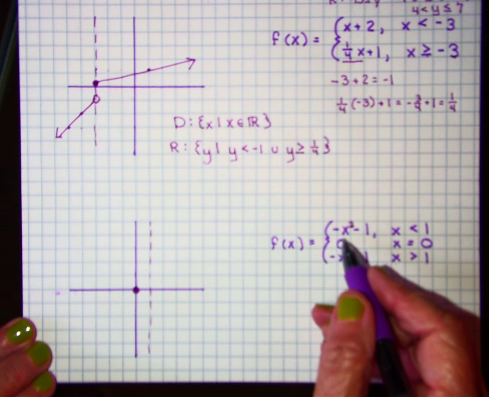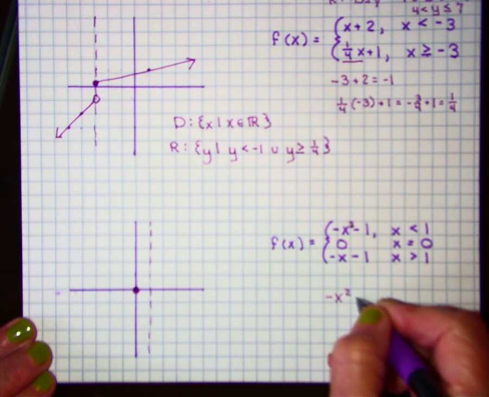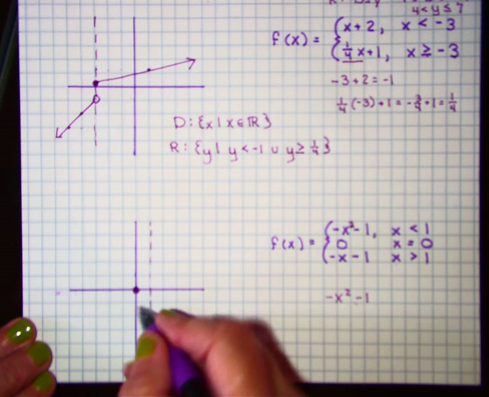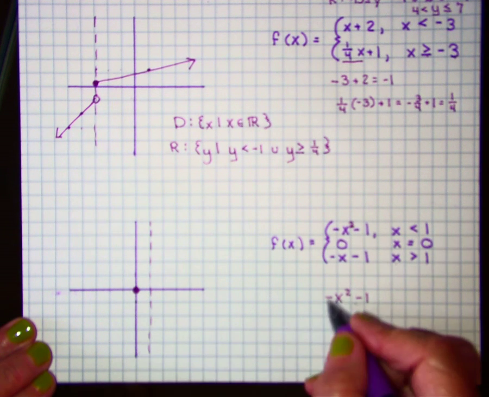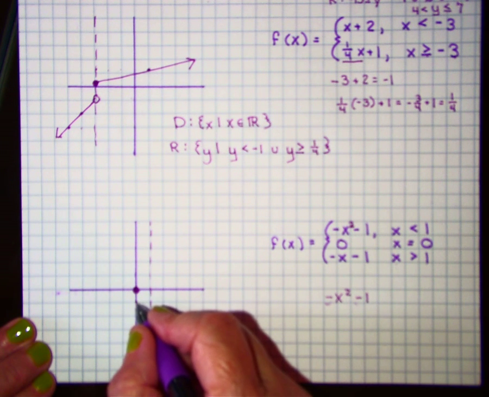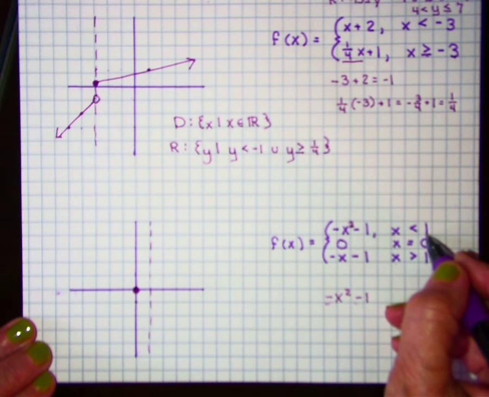So let me first look at the negative x squared. I have negative x squared minus 1. So this is going to move the x squared down 1, right? And this is going to reflect it across the x-axis. So it's going to be down 1 and reflected down here. Now this is where x is less than 1.